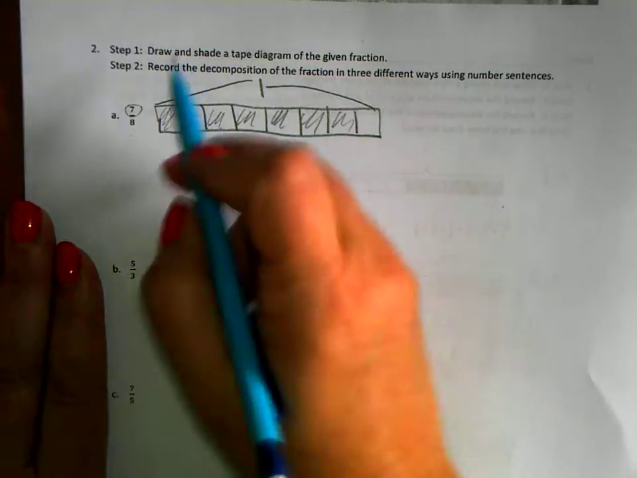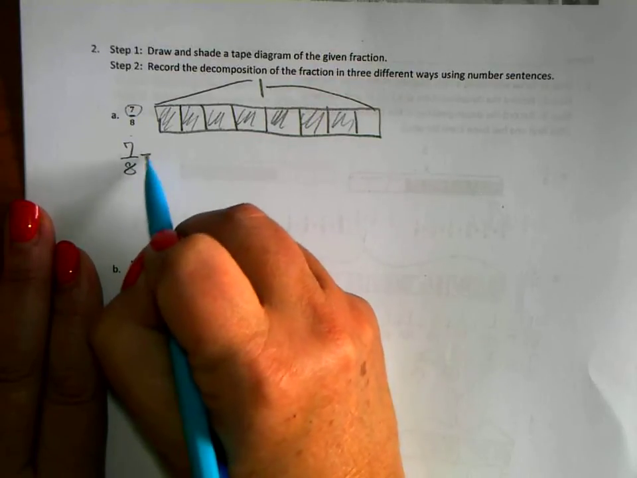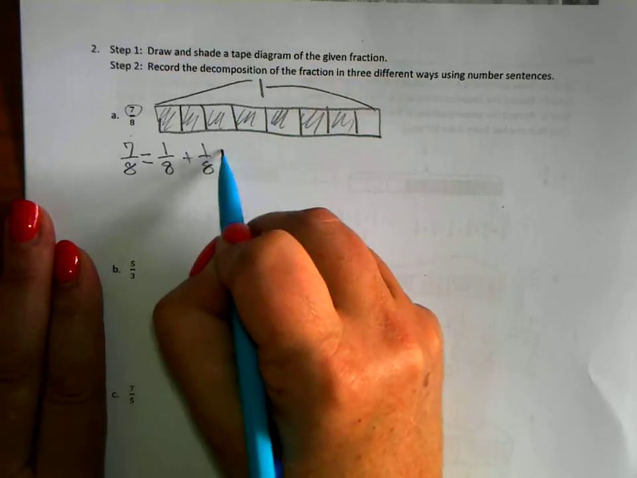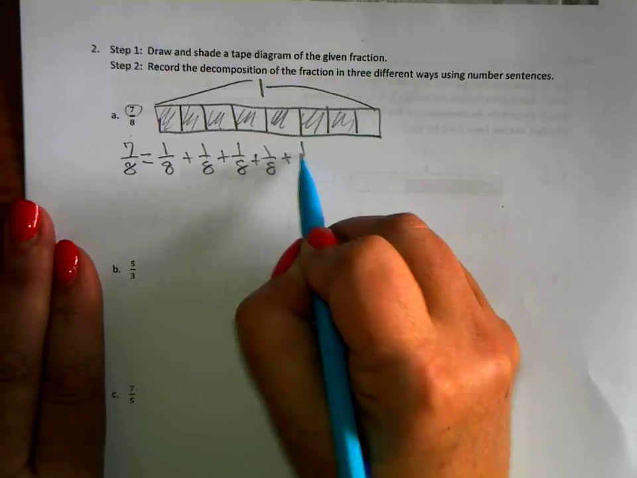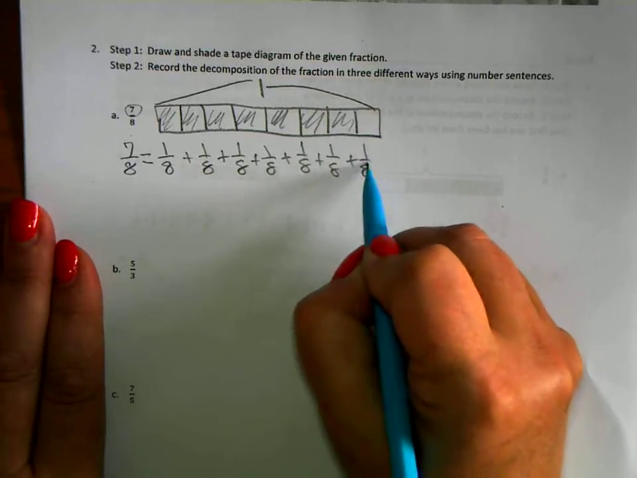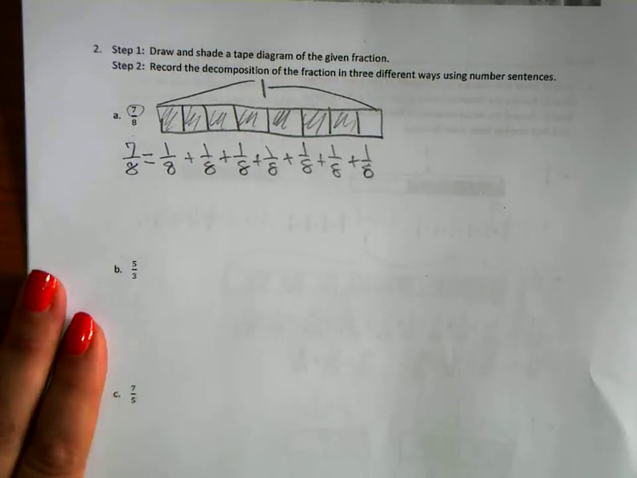Now part 2, record the decomposition. Well, the first one is going to be 7/8 equals 1/8 plus 1/8 plus 1/8 plus 1/8, 1/8 plus 1/8 plus 1/8. 1, 2, 3, 4, 5, 6, 7. Okay? Then you need to look at other ways to decompose it. It's just like we did this morning on the board. We're putting in parentheses.